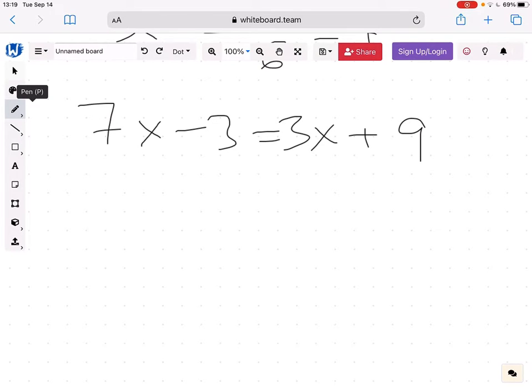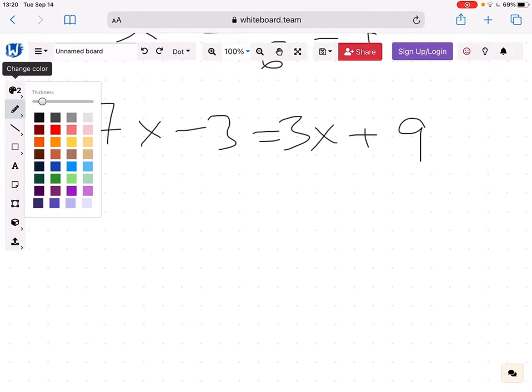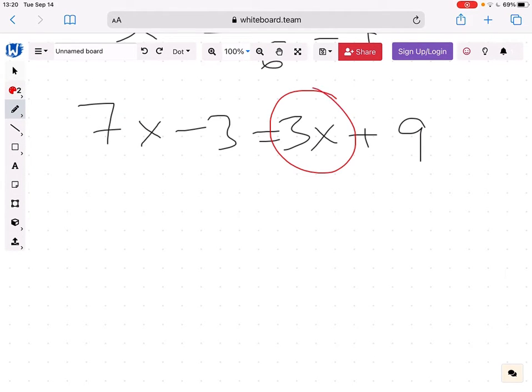Now, when we look at x's, we have 7 x's on the left, which is fine. It's already where we wanted to have it. But then we have those 3 x's on the right. And those 3 x's need to go away. How do we get rid of 3 x's? Well, we just need to subtract them. So we want to subtract 3x from the right-hand side.